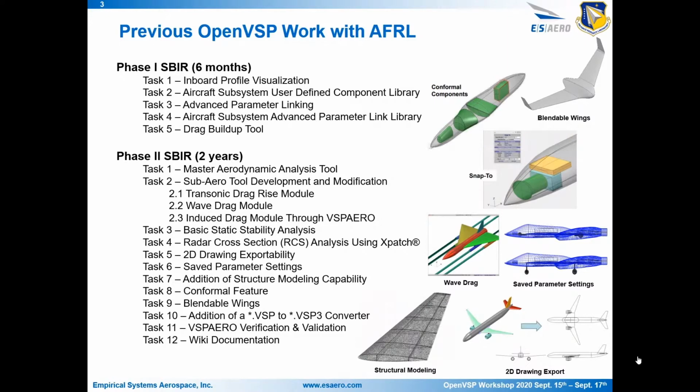This is just what we've done with the Air Force prior to this specific SBIR. So we had a phase 1 with them and a phase 2. A lot of the improvements that have come through these contracts have been released publicly. A few of them weren't able to be. Either they included information that just couldn't be released publicly, or they just weren't finished to the level of quality that we expect from OpenVSP. But a lot of cool features in there: conformal components, blended wings, wave drag, structural modeling.